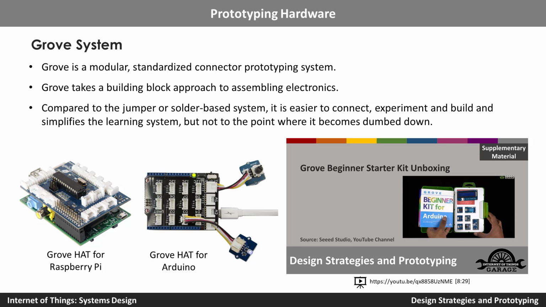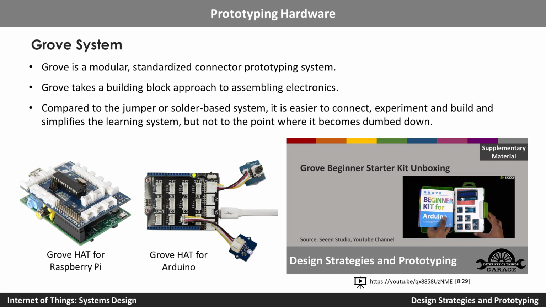In the previous slide, I already introduced you to the Grove system. It is a modular, standardized connector that helps faster prototyping. Grove takes a building block approach to assembling the electronics. Compared to the jumpers and soldering required if you buy an Arduino kit, the one that I showed you earlier, which comes with the breadboard and all the cables, where you are responsible for managing all the voltages and currents and putting resistors in between, these are all pre-built and pre-configured. You only need to look for the right type of connector.